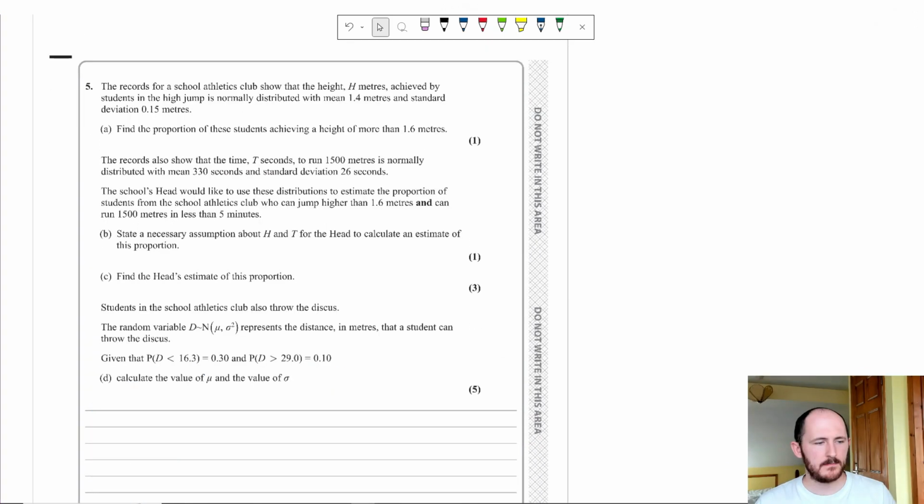That's it. And now, of course, a normal distribution question as usual, which means the next one's probably Venn diagrams or conditional probability. So anyways, we have the records for a school athletics club show that the height achieved in the high jump is normally distributed with a mean of 1.4 and a standard deviation of 0.15. So find the proportion of these students achieving a height of more than 1.6 meters. So literally just find the probability that the height is more than 1.6 meters. Which is, again, just something you need to shove into a calculator, not too shabby.